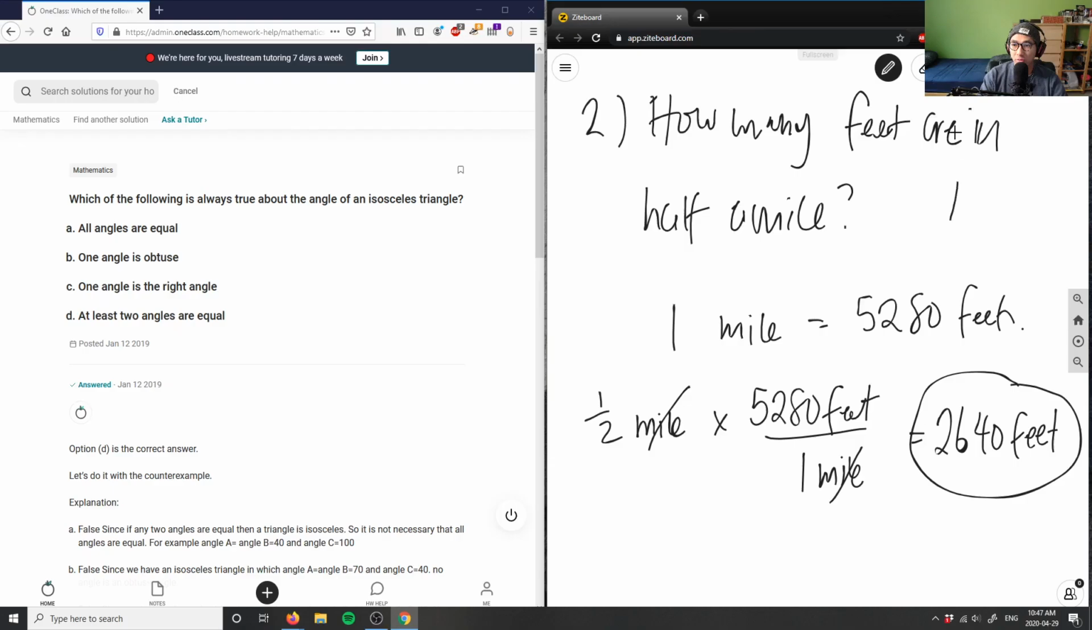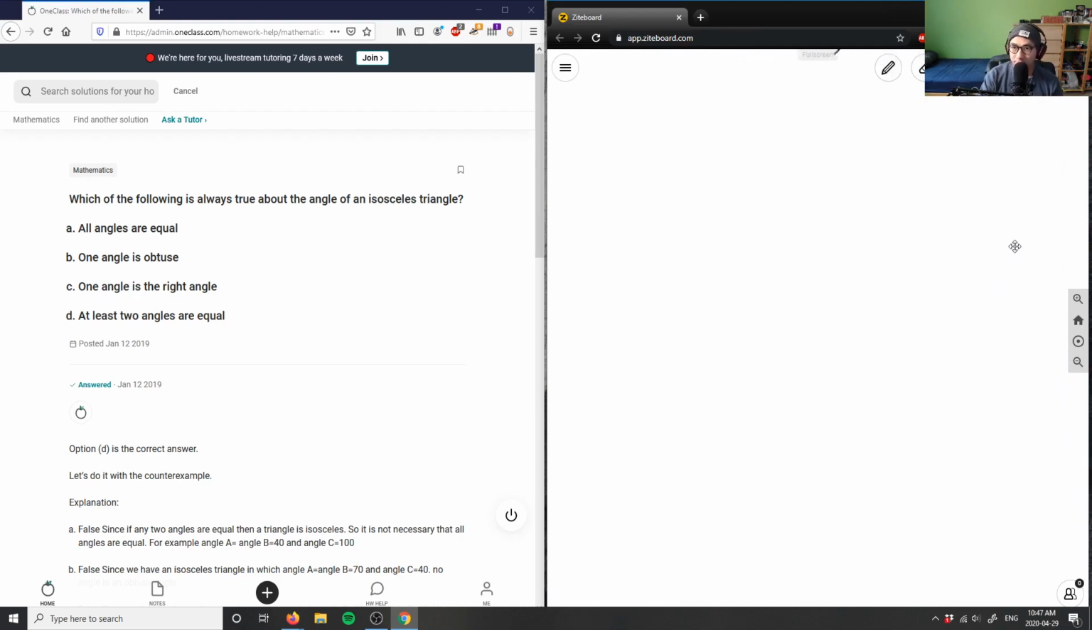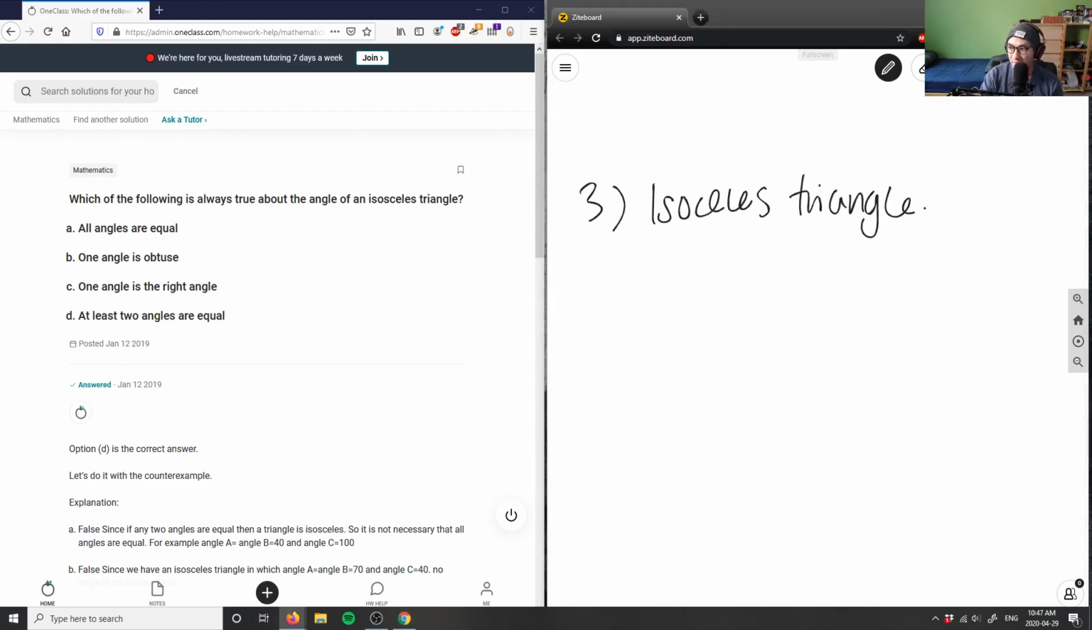And finally, number 3, this will definitely be my last problem of the day. Which of the following is always true about the angles of an isosceles triangle? So again, let me write down what an isosceles triangle is first. First you have to figure out what an isosceles triangle is here.